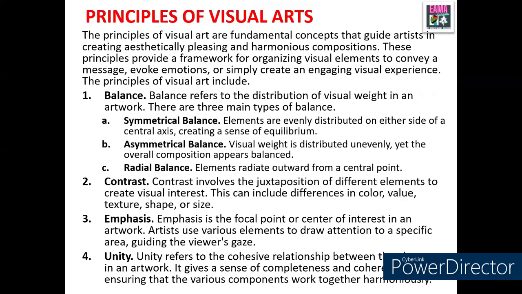1. Balance. Balance refers to the distribution of visual weight in an artwork. There are 3 main types of balance. A. Symmetrical balance. Elements are evenly distributed on either side of a central axis, creating a sense of equilibrium. B. Asymmetrical balance. Visual weight is distributed unevenly, yet the overall composition appears balanced. C. Radial balance. Elements radiate outward from a central point.